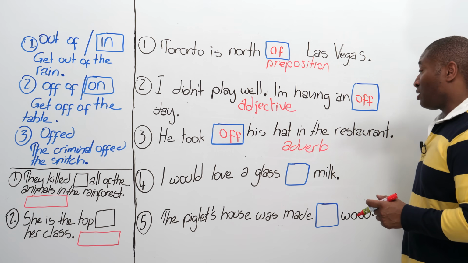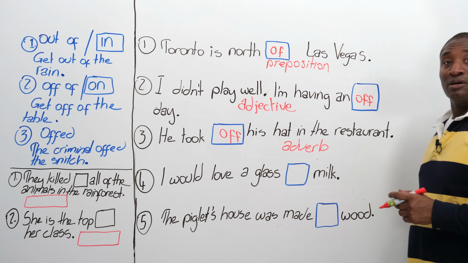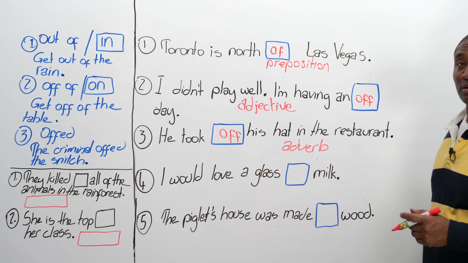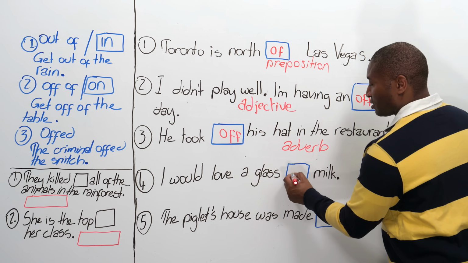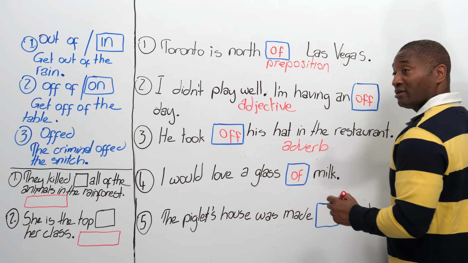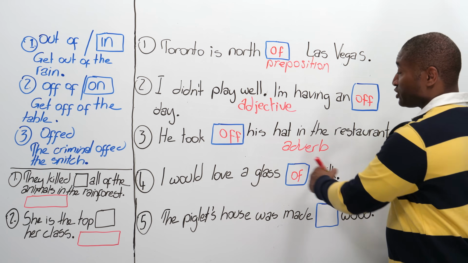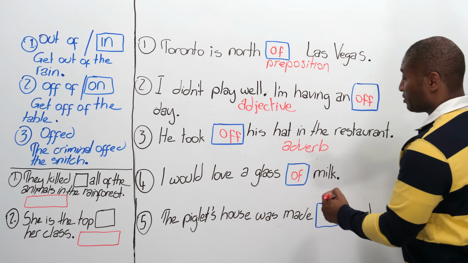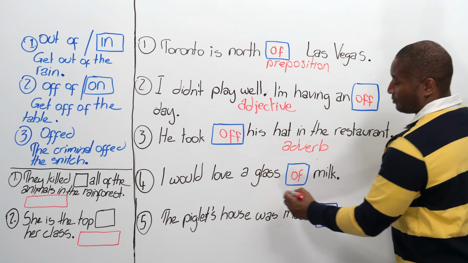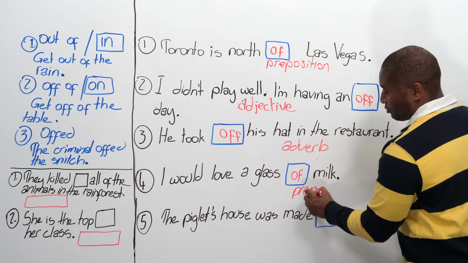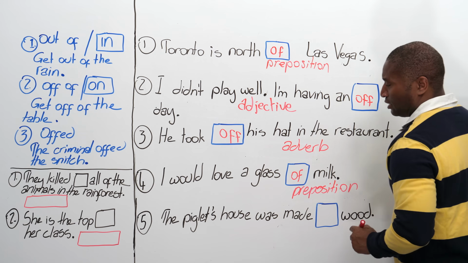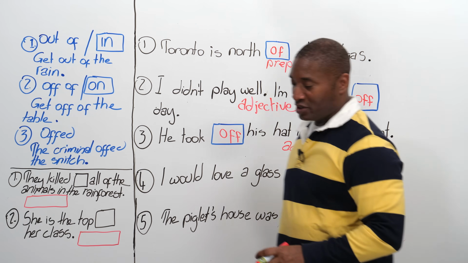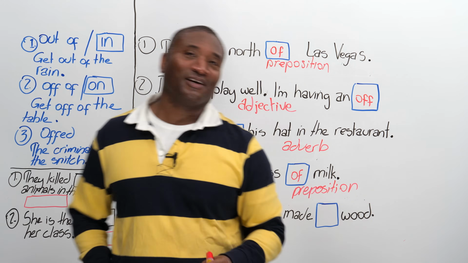Now, number 4. I would love a glass of milk, right? A glass of milk, showing a relationship or connection, right? Glass with the milk. And what would that be? Yep, because we know this one is a preposition.